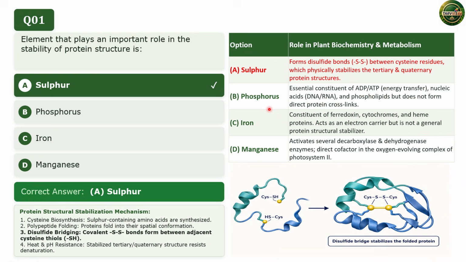While phosphorus is the constituent of ADP or ATP, which is the energy currency of the cell, nucleic acids, phospholipids, etc. So think of it as genetic material or energy transfer. Next one is iron, which is a constituent of ferredoxin, cytochromes, heme protein. So think of an electron carrier. While manganese activates several enzymes and acts as a direct cofactor of photosystem II. So the answer is sulfur.